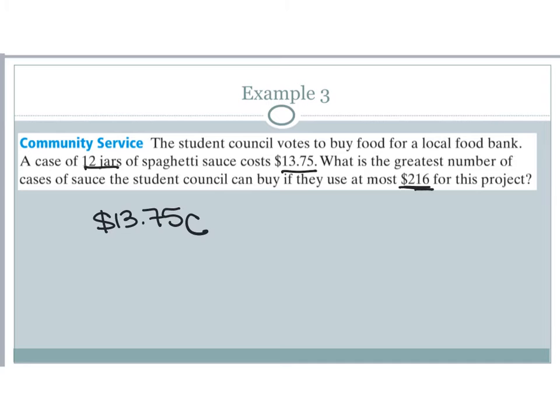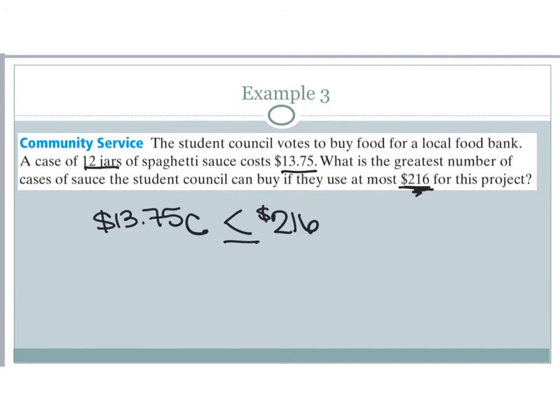Well, they tell me that I can't spend any more than $216. So I have $216 to spend, and I know that the cost of my cases has to be less than or equal to that $216, because we cannot exceed $216, but we can spend $216 if we have to. So I can go ahead and include that.